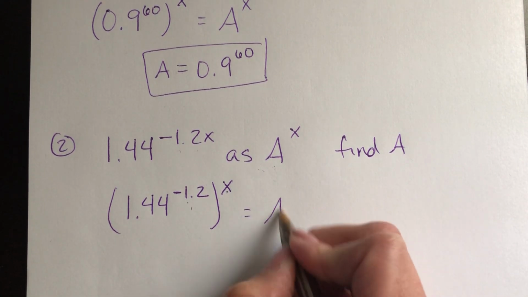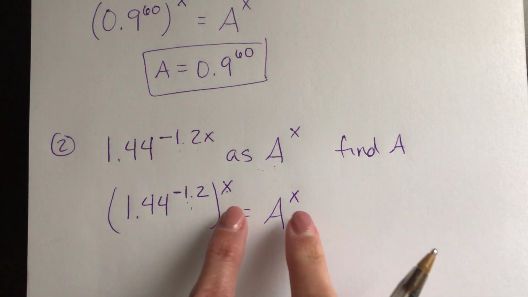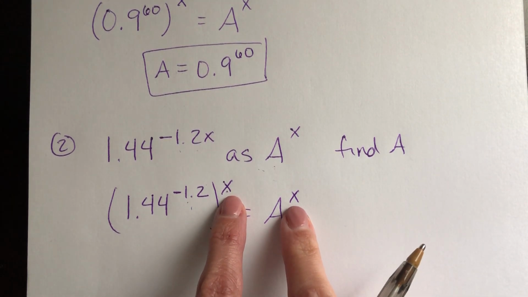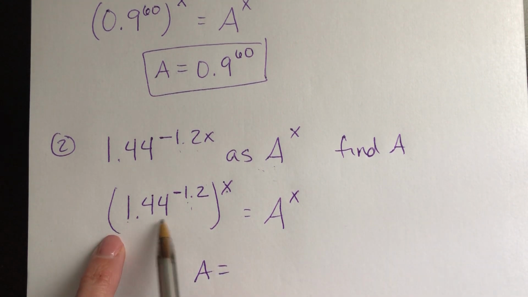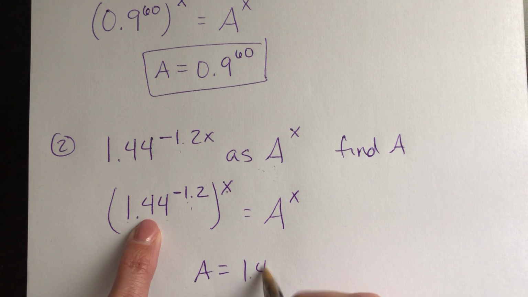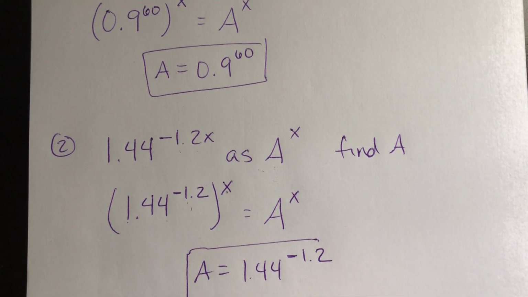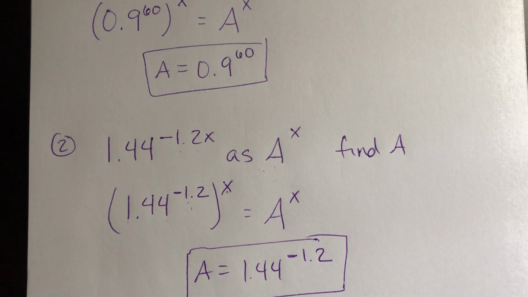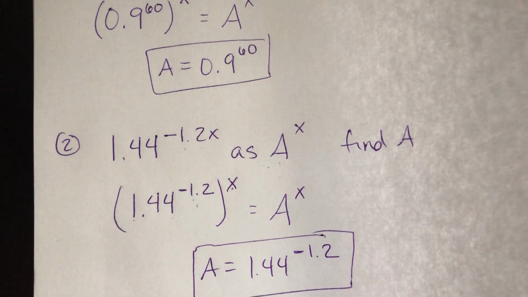And remember, we're looking for it to be a to the x, and now they're both raised to the x, so now I can say that a is this 1.44 to the negative 1.2. And that's your final answer there. All right, let's try another one.